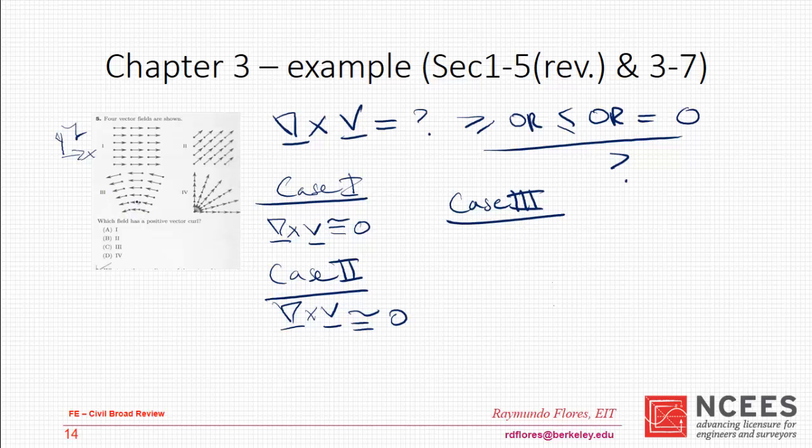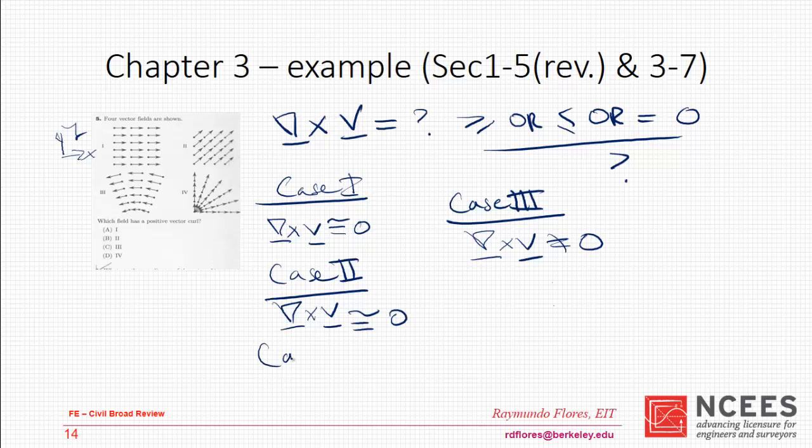Case 3 is something a little bit different. They all look like they're the same length in some way, but more importantly, it looks to me like they're changing direction. So clearly, it's not 0. I'm saying the vector field is changing direction, so we know that this is not equal to 0. Now we're going to go back to this because we don't know exactly what's going on with case 4.